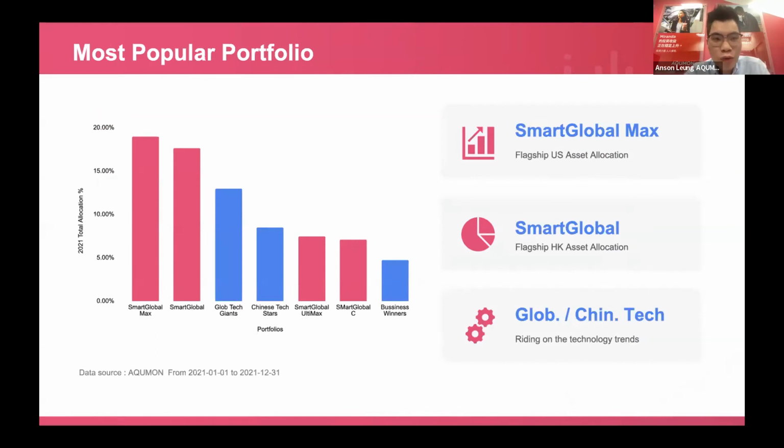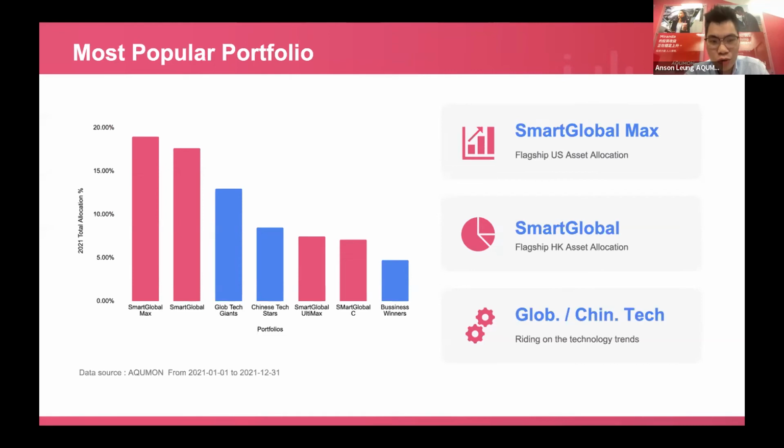So right now, what you can see is actually the most popular portfolio in 2021. As you can see from the chart, out of the 15 or 16 strategies on our AQUMON platform, the best selling strategies are, of course, the Smart Global Max, a US based ETF strategies, and the Hong Kong based ETF strategies.